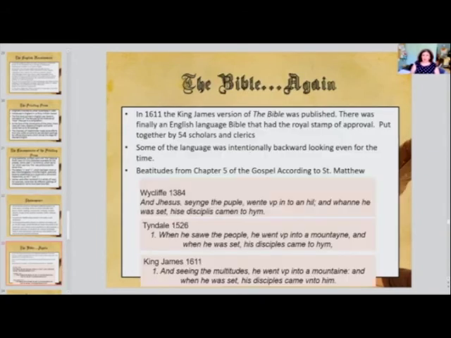And don't forget, more Bible. So poor Thomas Wycliffe, his Bible was banned. He was chastised for it and it went under the table. But in 1611, King James finally commissions a translation of the English Bible. It had the royal stamp of approval. It was put together by people from the church, scholars as well. There was 54 people involved in the writing of it, at least, that we know of.